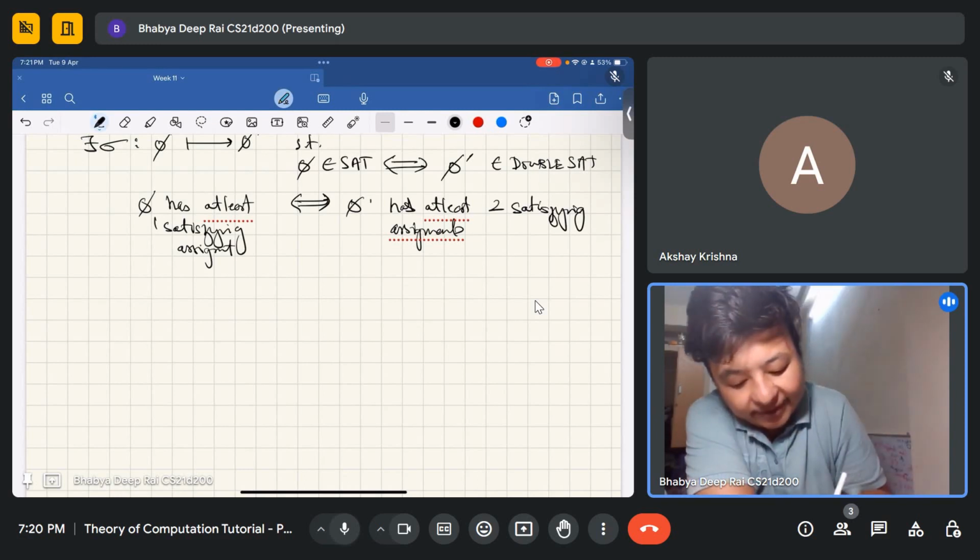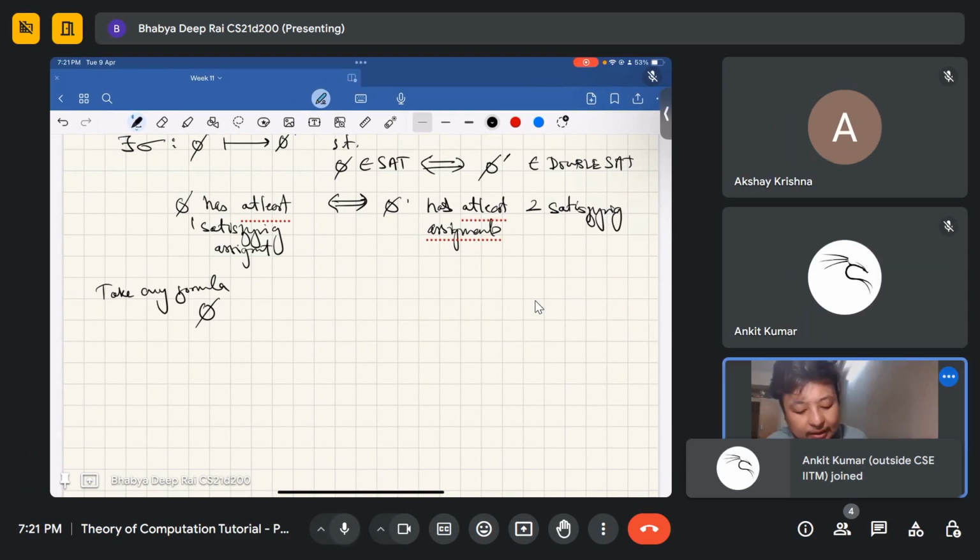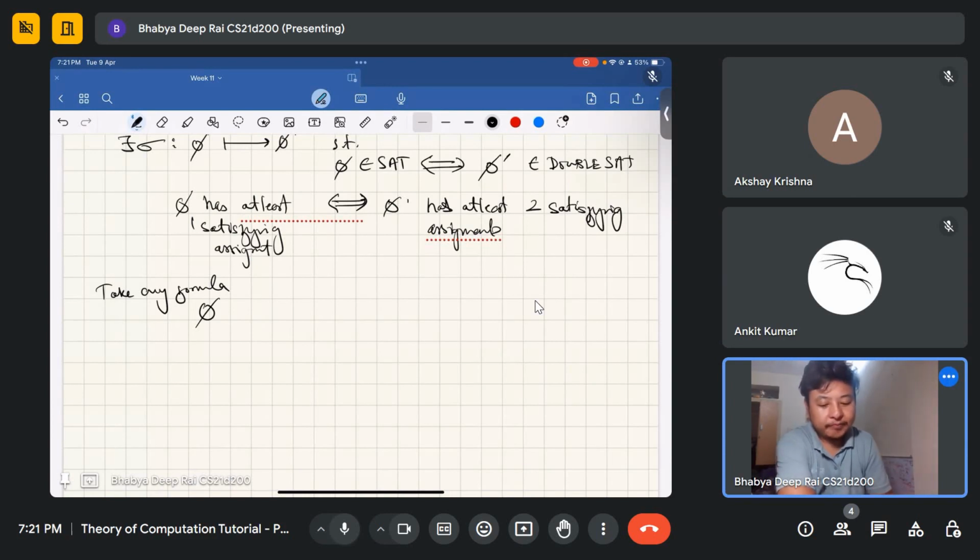So let's see how we can do this. Consider some phi. Take any formula phi. Oh, okay, Ankit is also here. I'll repeat the question. Okay, Ankit.